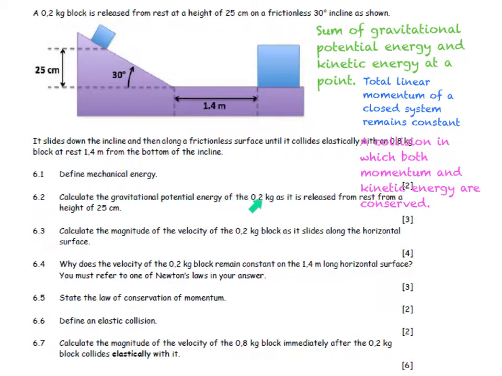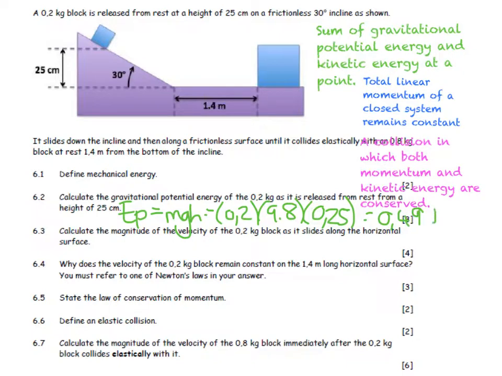Calculate the gravitational potential energy of the 0,2 kilogram block as it is released from rest at a height of 25 centimeters. So I need to say potential energy is equal to mgh, which is equal to 0,2 times 9,8 times the height, converted into meters, 0,25 meters, and I'll end up with 0,49 joules.